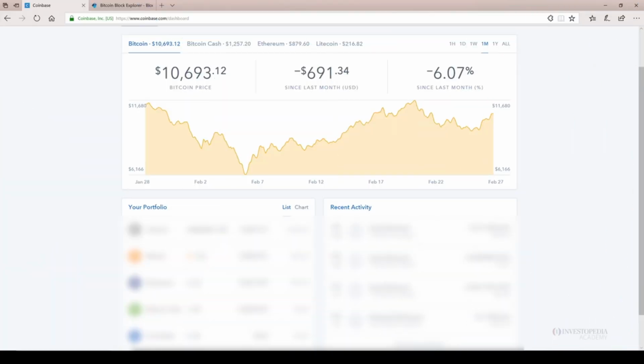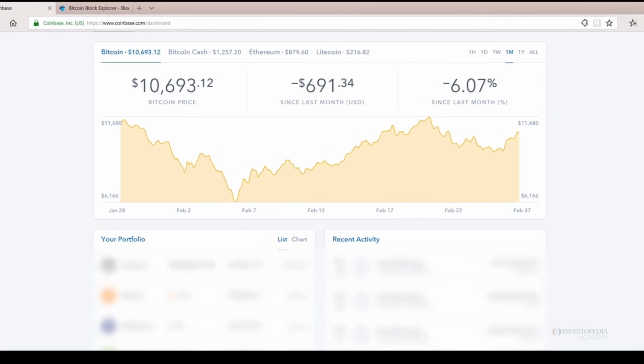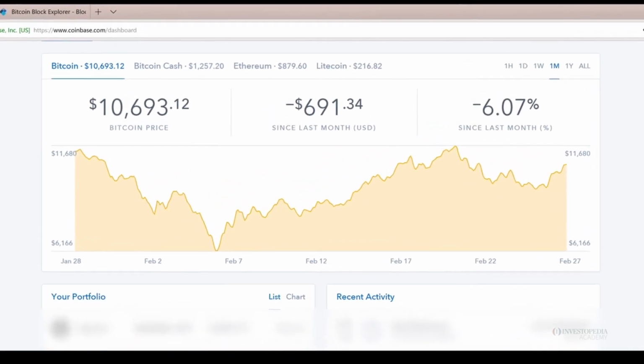So here's the main dashboard for Coinbase. You can see it's a very user-friendly layout. I would note that Coinbase offers FDIC insurance up to $250,000. So any funds you might have in US dollars are secure on Coinbase. And if you look at how Coinbase is laid out, it gives you the four main crypto reserves to buy: Bitcoin, Bitcoin Cash, Ethereum, and Litecoin.